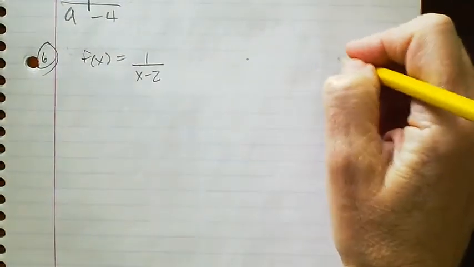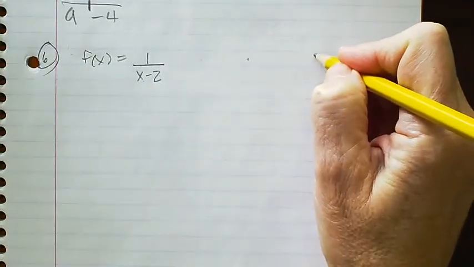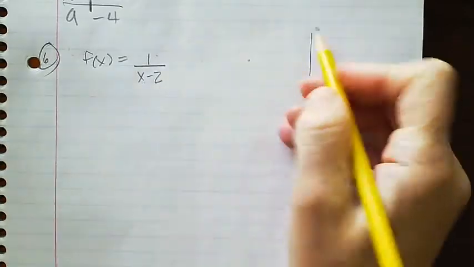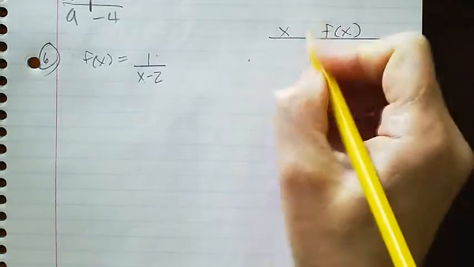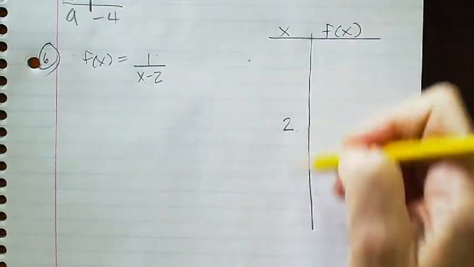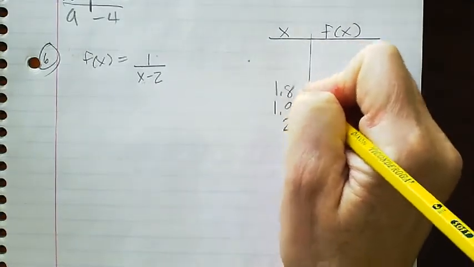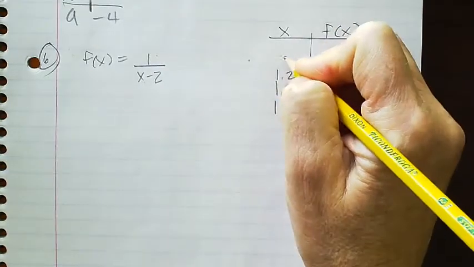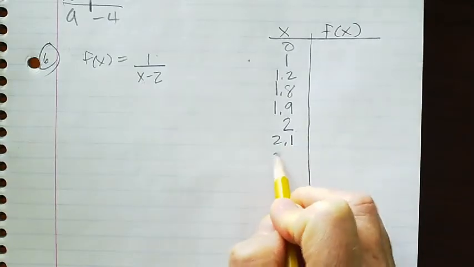So I know that there's going to be an asymptote at 2, because if I plug in 2, I'm going to have 1 divided by 0. So I'm going to pick some values that are close to 2 in either direction. So maybe like 1.9, 1.8, and then going in this direction.